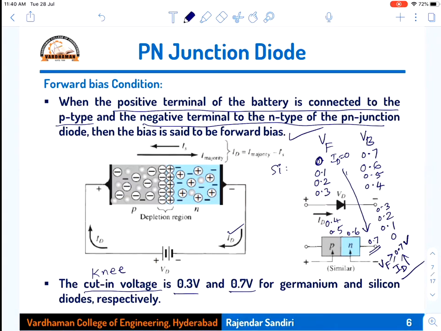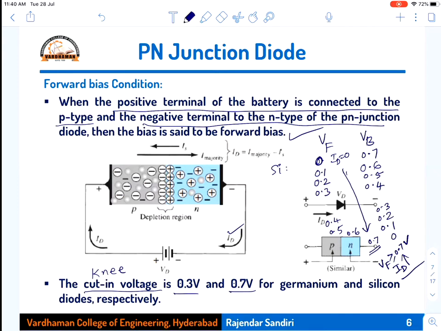The minimum forward voltage required for the current to start flowing is called the knee voltage or cut-in voltage. That knee voltage, or cut-in voltage, for germanium is 0.3 volts. For silicon, it is 0.7 volts.